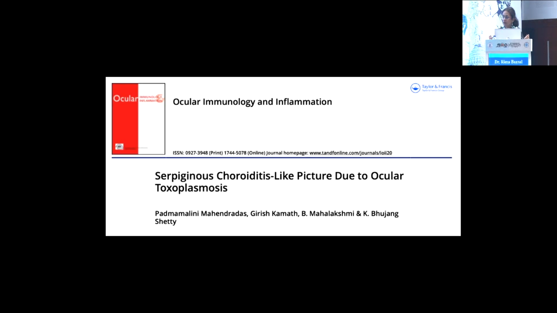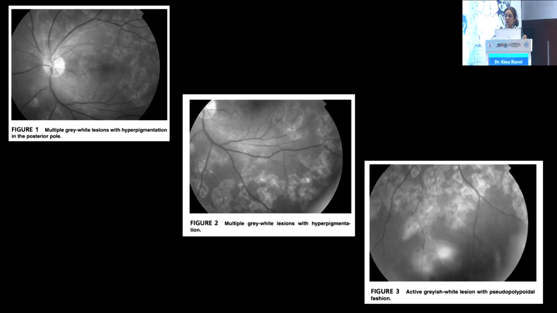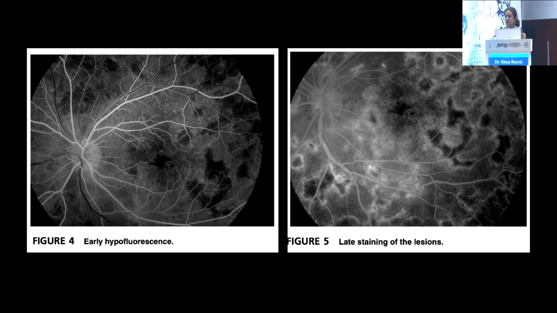Toxo, we have the report from Dr. Padma Malini's group, not very well known, but I think we all should be aware of this possibility as the cause of serpiginous choroiditis. So this was the classical presentation. You can see the lesions in the posterior pole, in the mid-periphery, and even in the inferior periphery, where you can see an active lesion. The fluorescein confirmed the window defects and the active lesions.